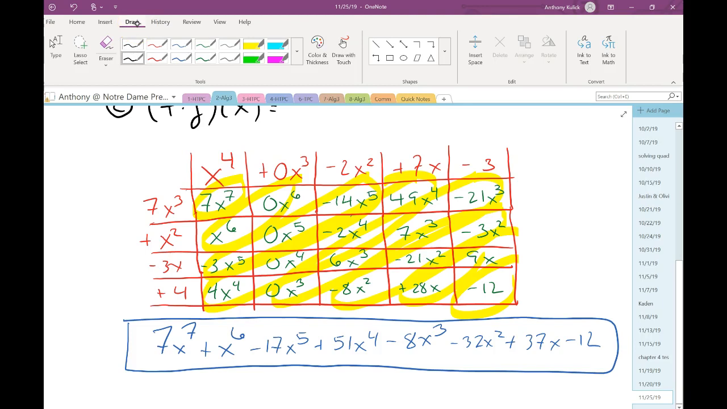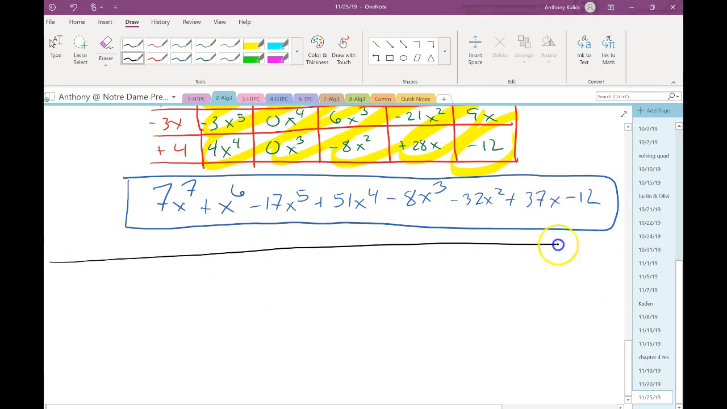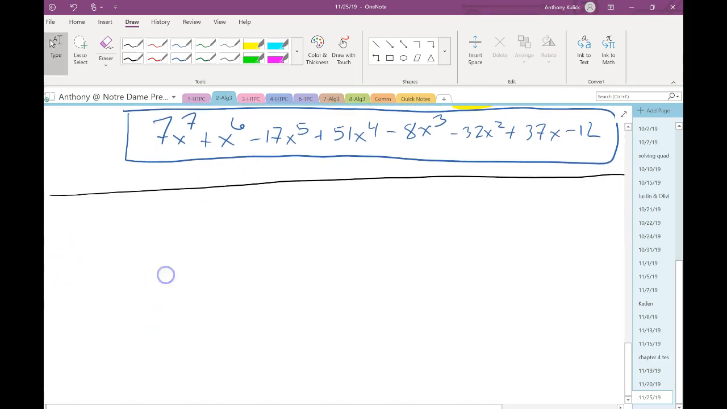So that's what we had done last week. Today we're going to start talking about 2 new topics. Those topics are synthetic substitution and then polynomial division. Before we start talking about synthetic substitution, I just want to talk about substitution with functions first.